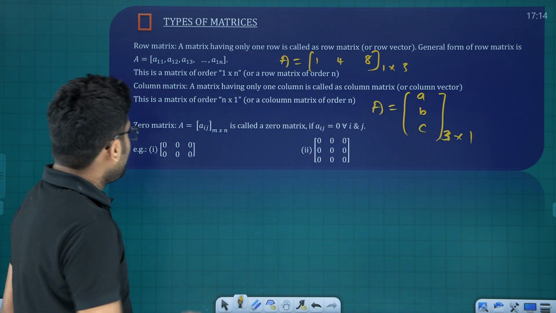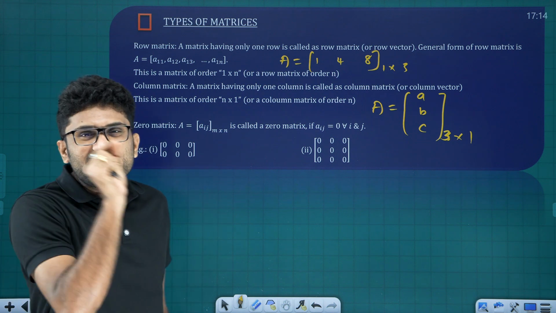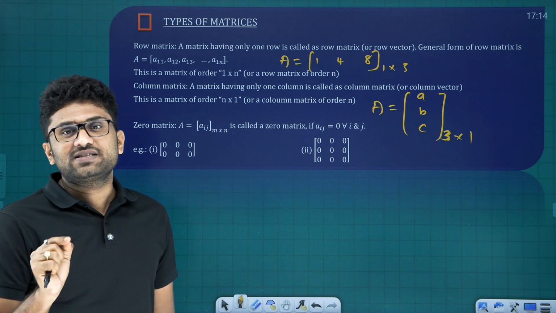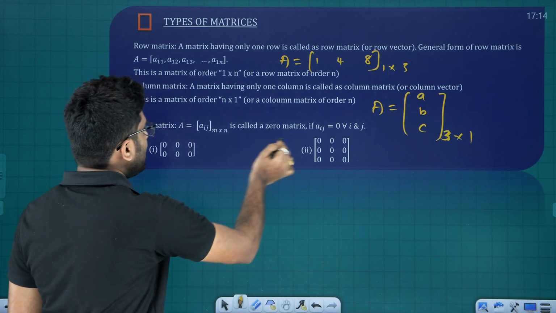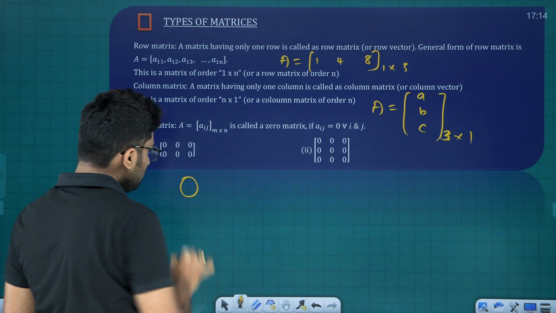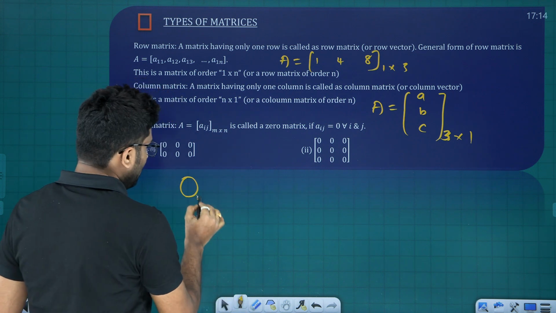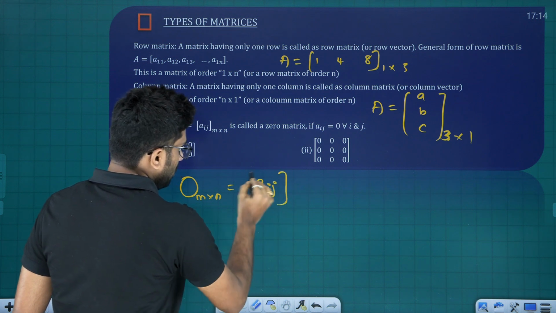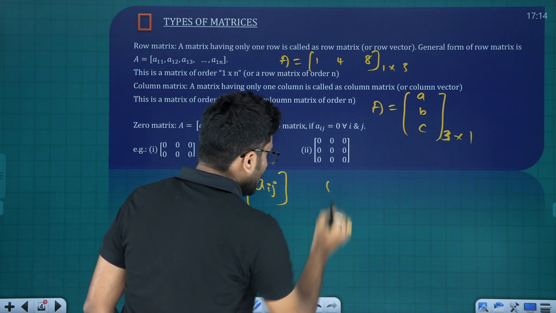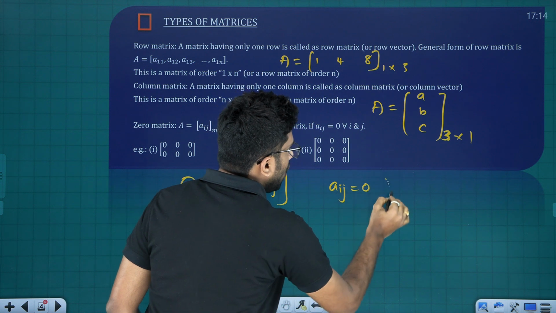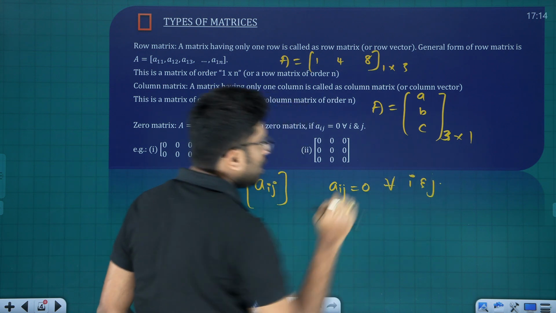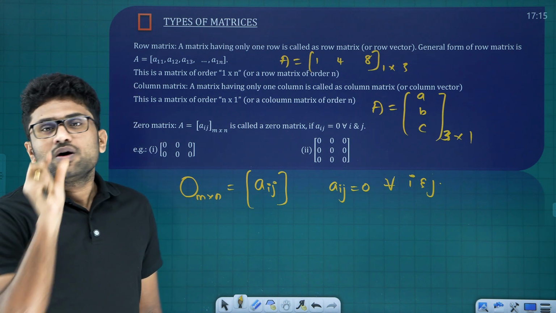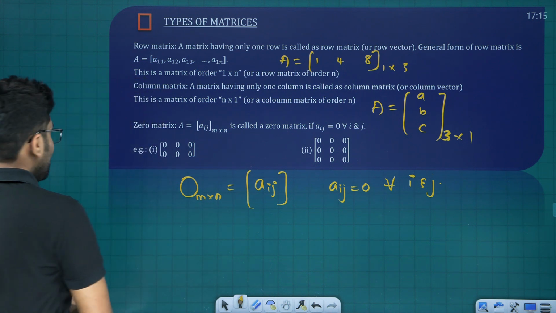Next, zero matrix. A matrix is said to be a zero matrix if each and every element, or each and every entry of that matrix is 0. In general, we denote the zero matrix as O, of order m by n. That is, Aij is equal to 0 for all i and j. So if Aij is equal to 0 for all i and j, then such a matrix is called a zero matrix, or we say null matrix.